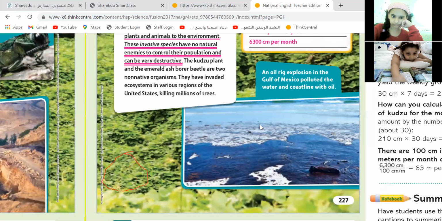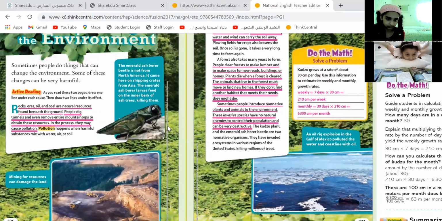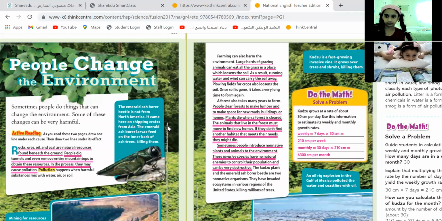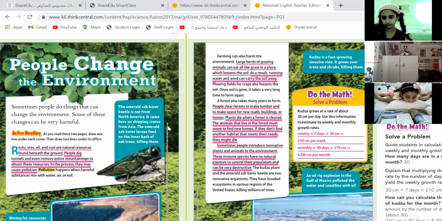Also, over here, an oil rig explosion in the Gulf of Mexico polluted the water and coastline with oil. So while they were digging and finding oil, it spilled out all over the ocean. It mixes with the water and pollutes the ocean environment. So the fish will get harmed. The plants that live in the ocean will get harmed. All these are pictures of pollution, and how people, when they want to use a natural resource, can pollute the environment without even knowing it.